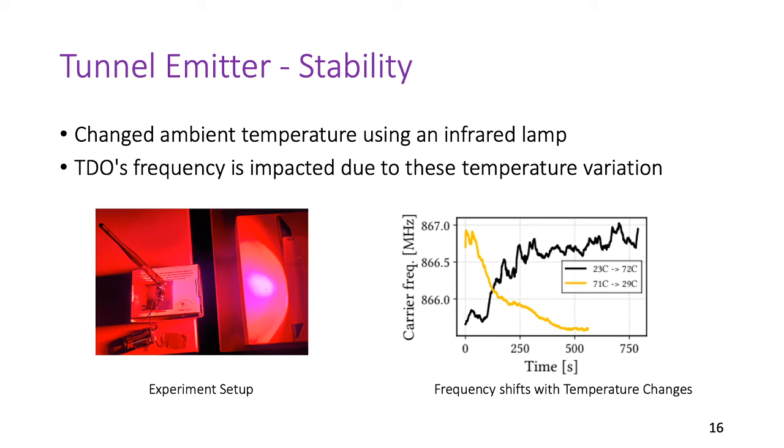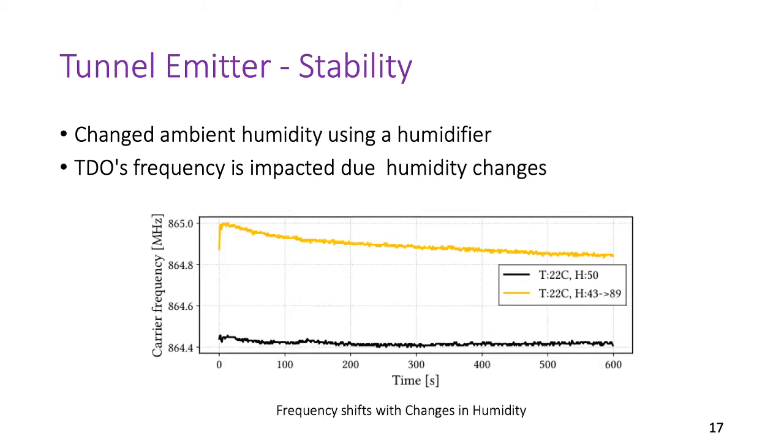Another parameter that affects the stability of the oscillator is temperature variation. We verified this by increasing and decreasing the temperature of the surface of the tunnel diode with an infrared lamp, as we show in the figure on the left side. We show our results in the figure on the right, which show that the carrier signal drift is directly proportional to the temperature. That is, it increases as the temperature increases.